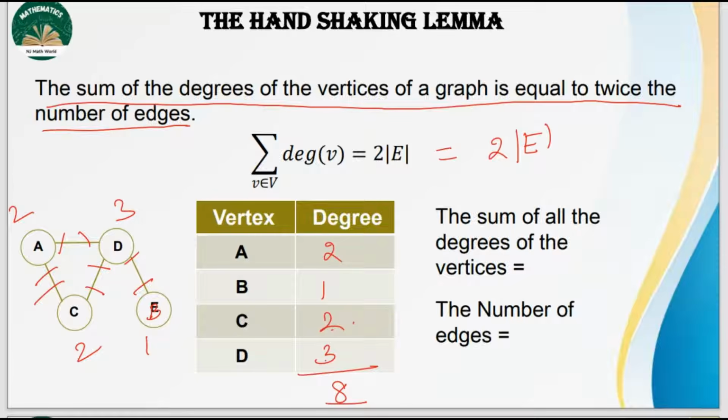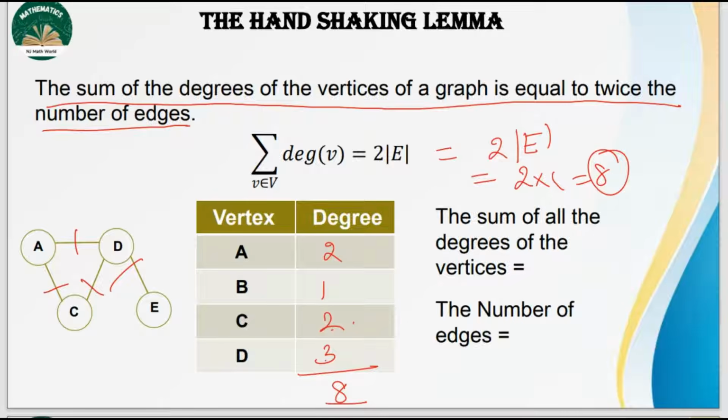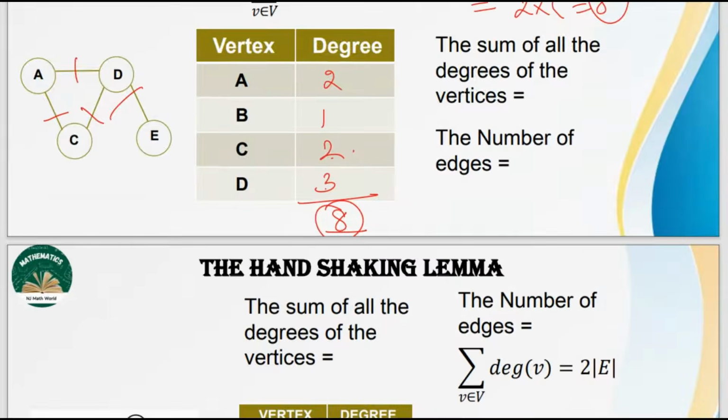What is the number of edges here? How many edges do we have? Here we have the number of edges: 1, 2, 3, 4. So 2 into 4, 2 fours are 8. So this and this should be the same. If it is the same, it satisfies the handshaking lemma.